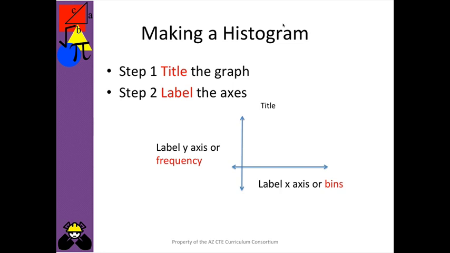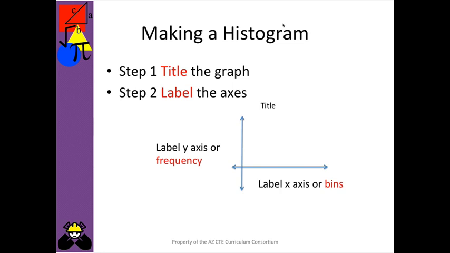Now, to make a histogram, we're going to have 4 basic steps. So fill in the red terms on your note taker. The first thing is to remember to come up with a title for the graph. So it explains to the person that's reading the graph what information is going to be displayed. It's important to label the axes, the X and Y axes, so that we know what we're talking about. So the label the Y axis is frequency.